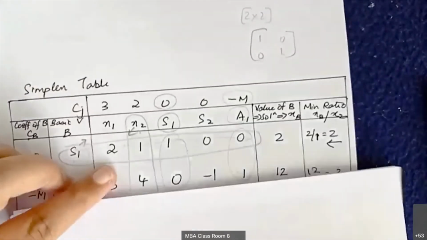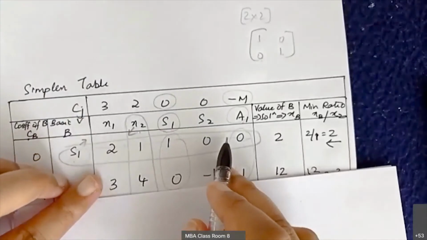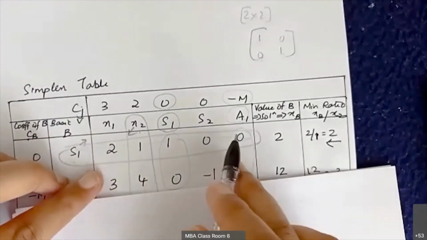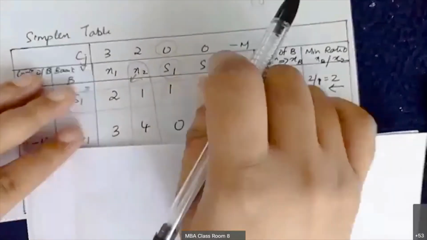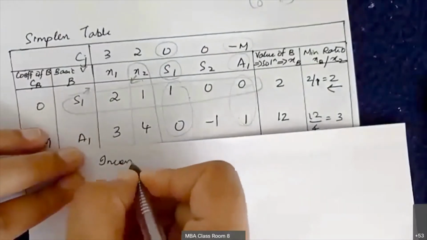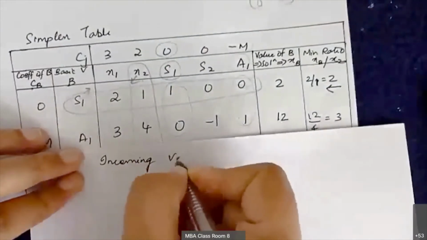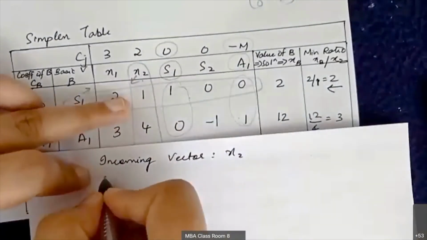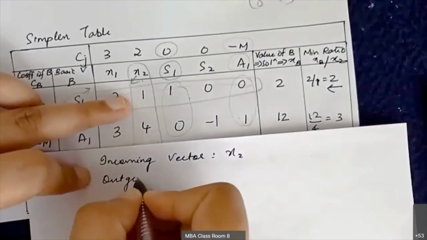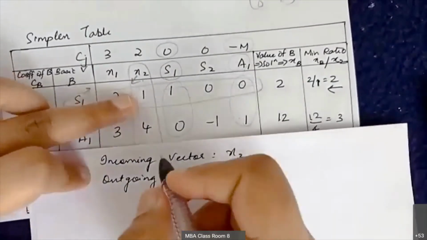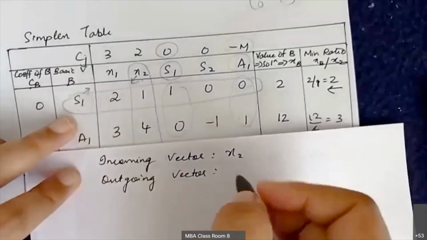See over here, this is our key column. So we have to start the row operations starting with the key row. From there only we'll start the row operations. We have the incoming vector, which is x2, and we have the outgoing vector. The outgoing vector is the vector that is going outside, that is S1.